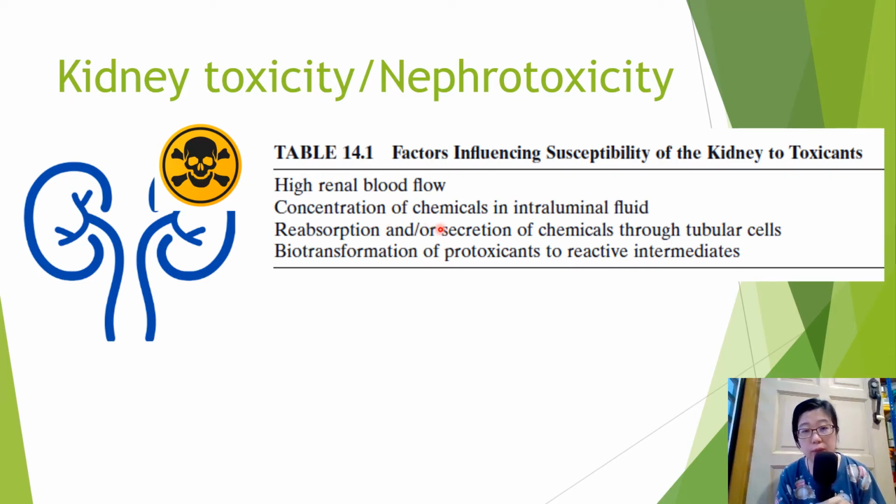Second is the concentration of chemicals. So again, it's an organ that has a concentrating function, whereby the urine has to go through concentration. If not, we're going to lose a lot of water. So the concentration of urine, with a lot of sodium reabsorption and water reabsorption, will cause the concentration of the chemicals, toxicants or compounds to be higher within the kidney per se. Therefore there's a higher risk of damage to the nephrons. There's also reabsorption and secretion of chemicals through the tubular cells, causing a high localized concentration of chemical at the site.